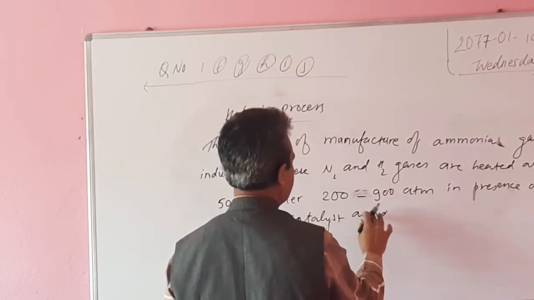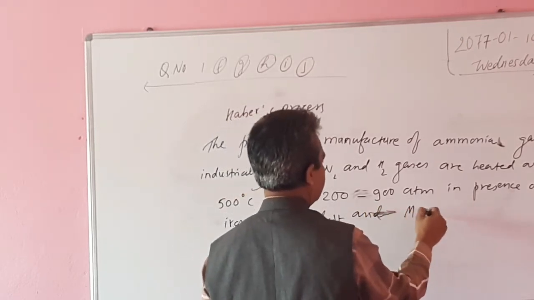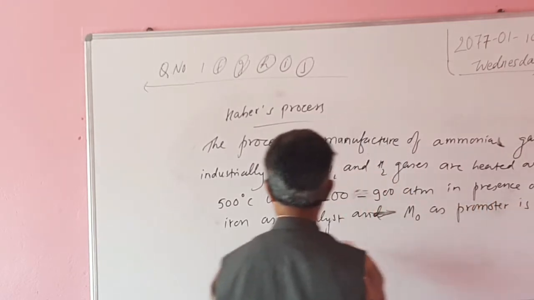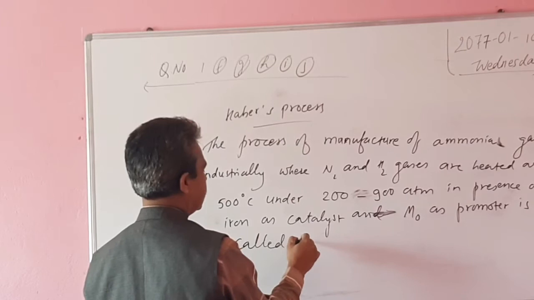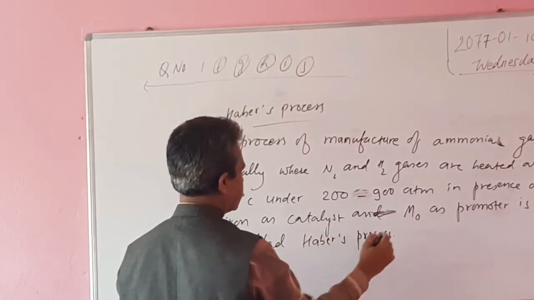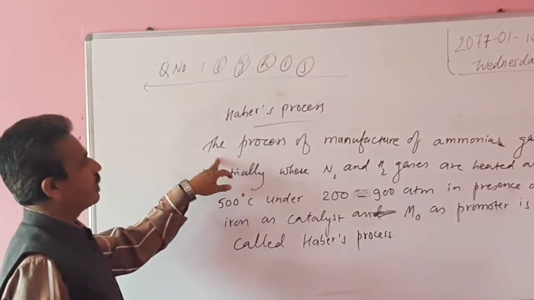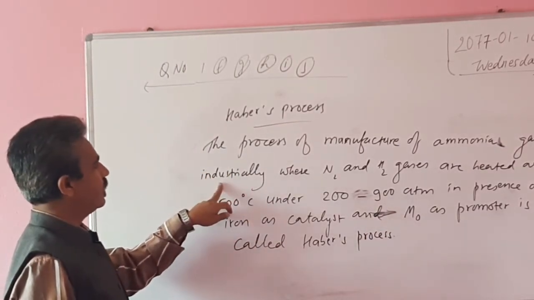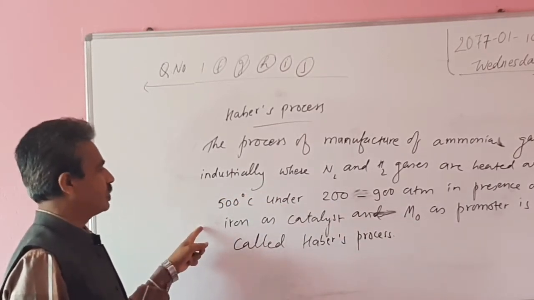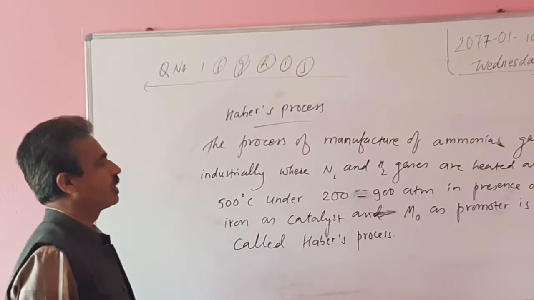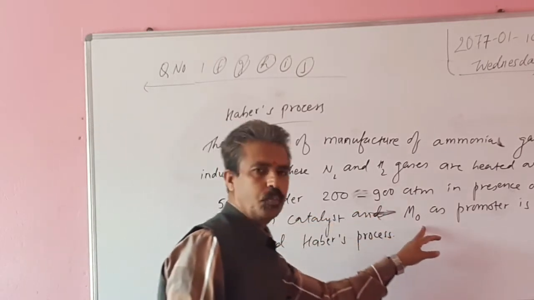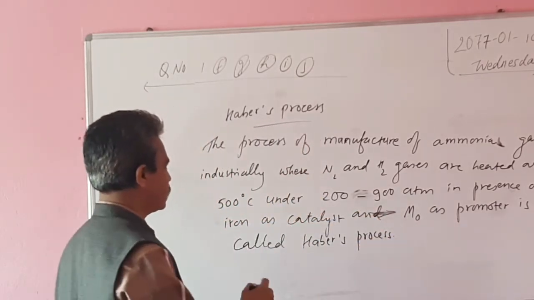and molybdenum as promoter, is called what? Haber's process. The process of manufacture of ammonia gas industrially, where N2 and H2 gases are heated at 500 degrees centigrade under 200 to 900 atm in presence of iron as catalyst and MO, molybdenum as promoter, is called Haber's process.